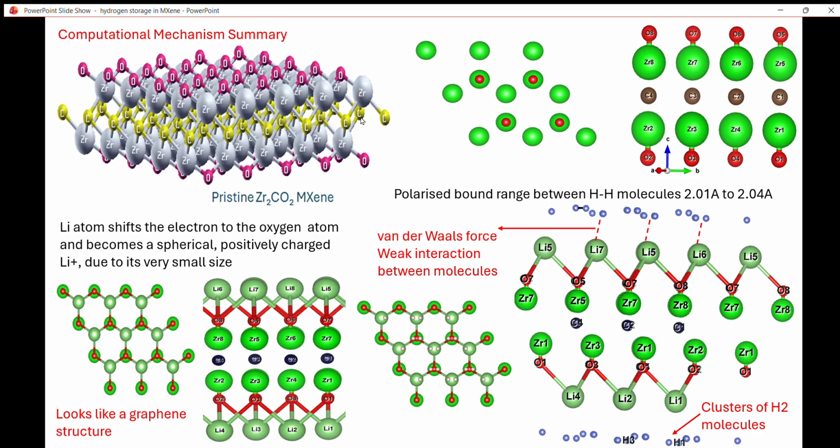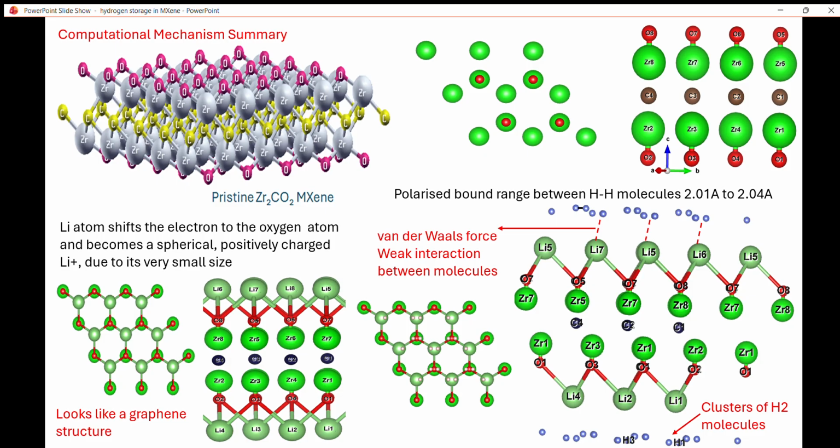This is the mechanism of how to store the hydrogen molecule in MXene. This is the supercell of zirconium carbon oxide. You see the first layer is oxygen. In this picture you can clearly see the red atoms show the oxygen atoms, the second layer is zirconium, and the third layer is carbon, shown in yellow. The silver color shows the zirconium, and again oxygen.